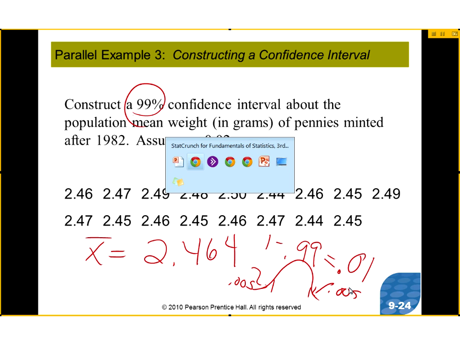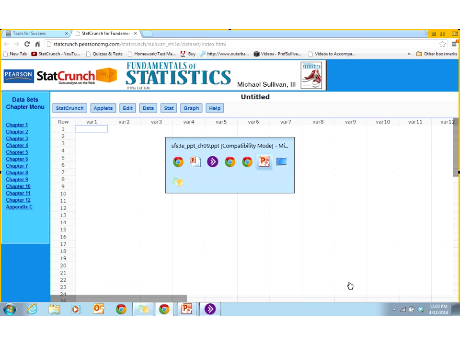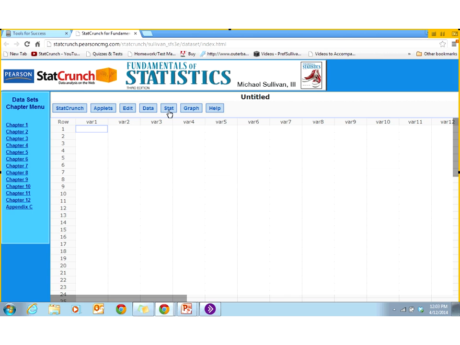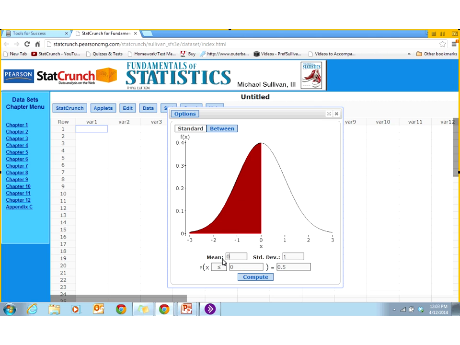If I go back to StatCrunch, did I lose my calculator? I guess I did. Stat, Calculators, Normal. The z-scores have a mean of 0 and standard deviation of 1, so we leave that alone. And we need to find the z of alpha over 2 for 0.005. I'm going to hit compute, and it's going to give me negative 2.575. So 2.58 would be a good number to use.